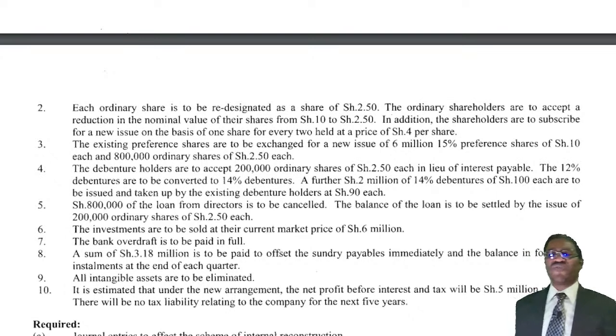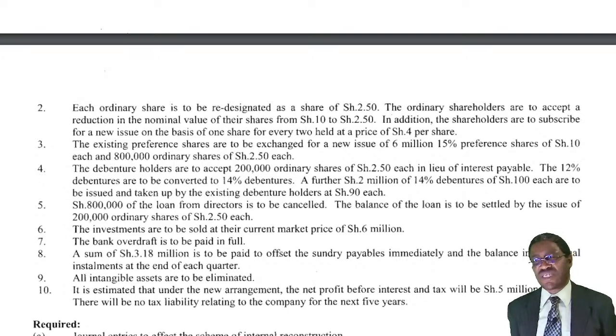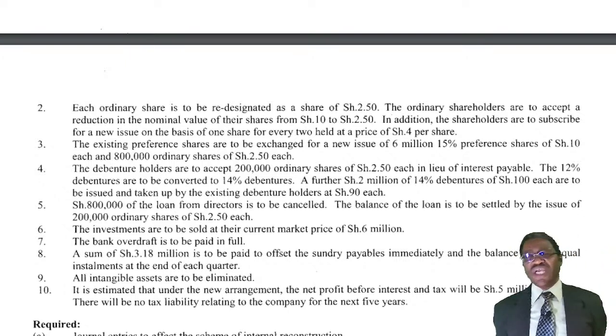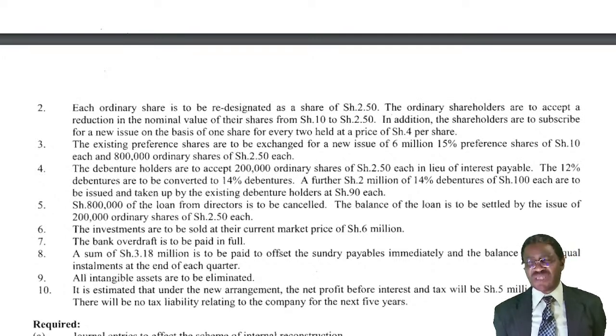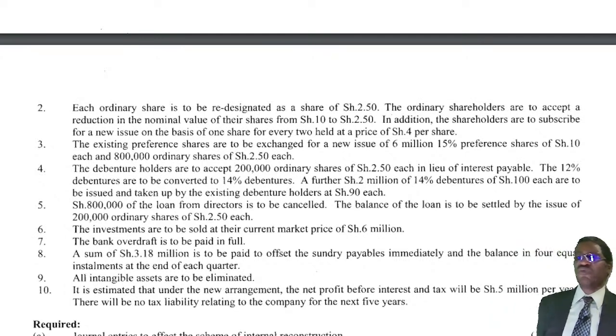Okay. Each of the ordinary shares is to be redesignated as a share of 2.5. Ordinary shareholders are to accept a reduction in the nominal value of their shares from 10 shillings to 2.5. In addition, the shareholders are to subscribe for a new issue on the basis of 1 share for every 2 held at a price of 4 shillings.